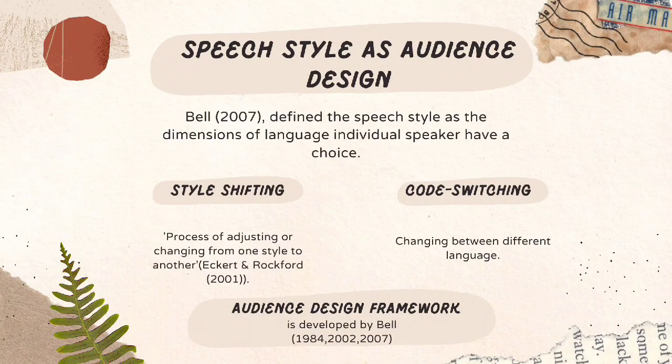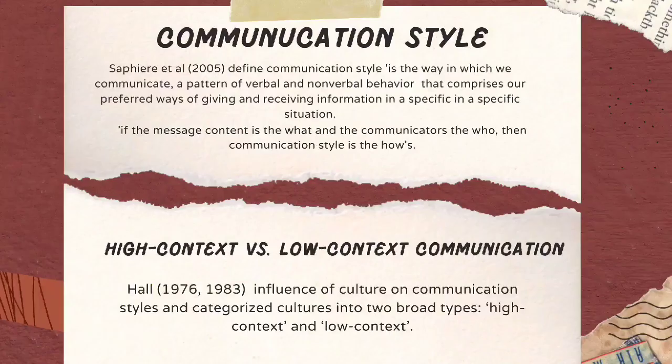Eckert and Rickford 2011 defined style shifting as a process of adjustment or changing from one style to another. It is the use of more than one style of speech during the course of a single conversation or written text, while code switching is changing between different languages. The audience design framework, developed by Bell, indicates that the speaker may make choices about their speech style, same as the communication accommodation theory that can influence interpersonal and intercultural relations.